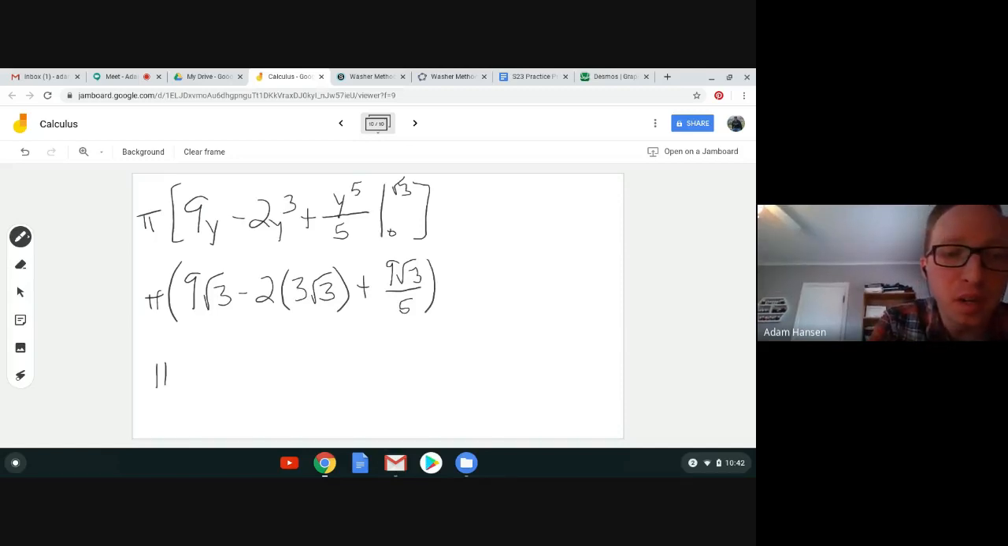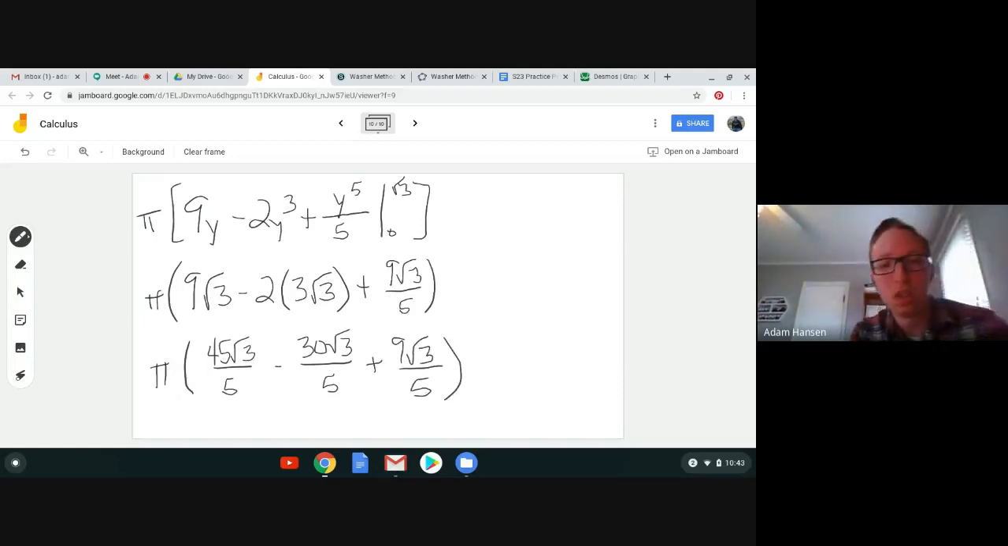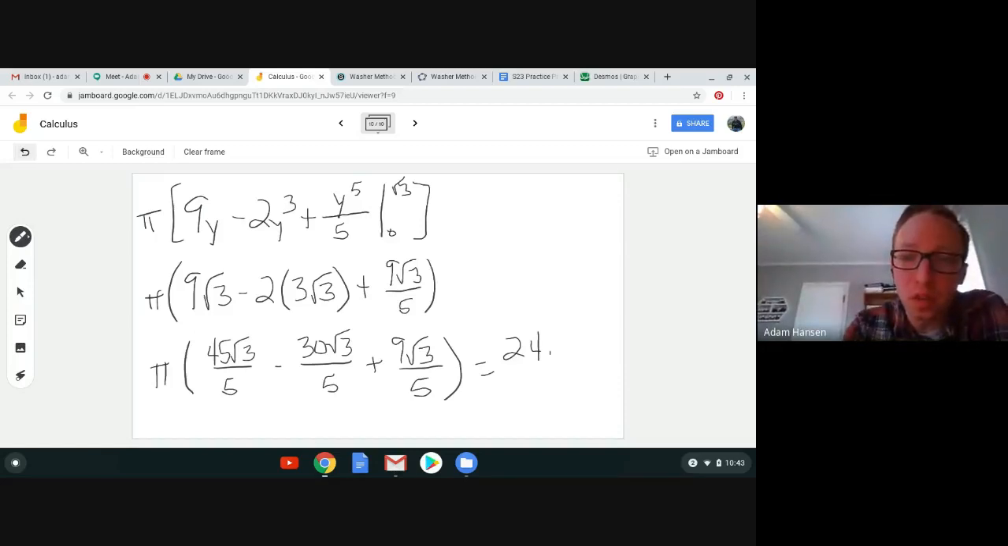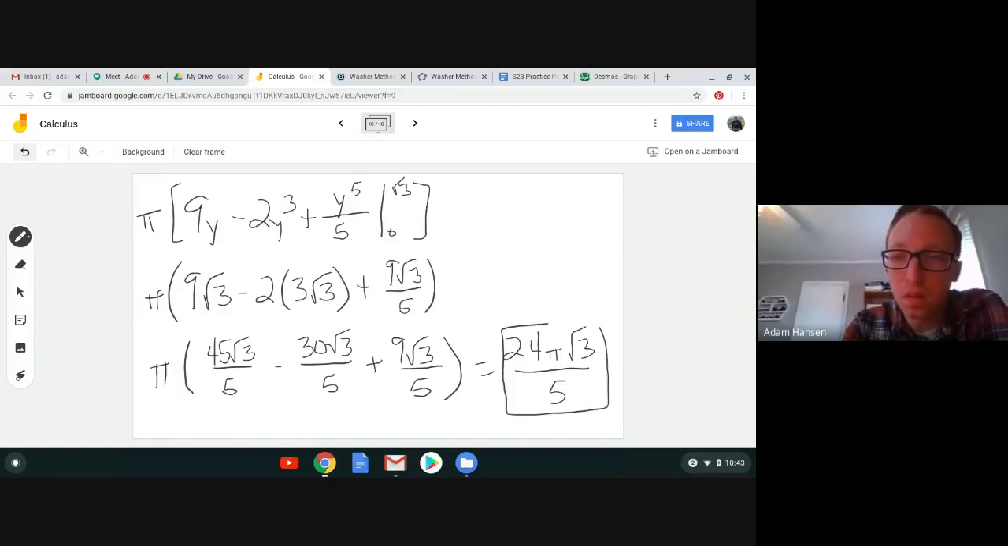Put this in terms of a common denominator of 45 square root of 3 over 5 minus, that's 6 square root of 3, which would be 30 square root of 3 over 5 plus 9 square roots of 3 over 5. 45 minus 30 is 15. 15 plus 9 makes 24 pi square roots of 3 all divided by 5. Free to check out on Desmos, but that should be right.